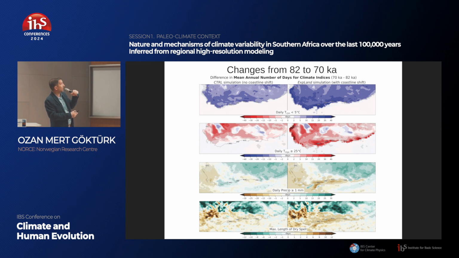You can see the same changes in other climate indices, as you see here. If you don't include the coastline change, for example, in the annual number of precipitation days, you actually get an increase in the Blombos Cave area from 82 to 70. But if you include the coastline change, then you get quite a different, the opposite cycle. You get less precipitation and fewer days with precipitation. So this is actually the take-home message of my presentation.